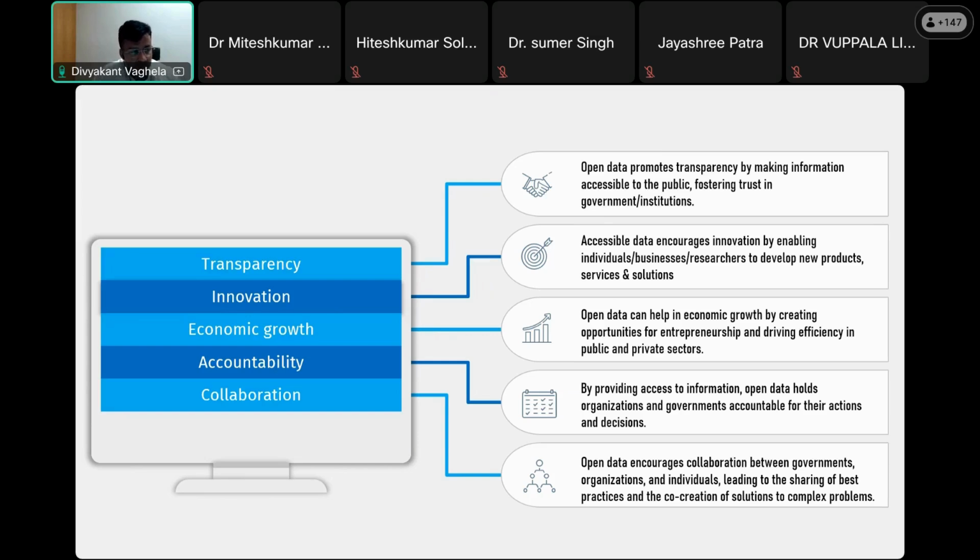It will also create solutions for complex problems. It also empowers the citizens by giving them tools and information they need to participate in civic processes. Then researchers and analysts, as I already told you, can use the open data. They can do further studies. They can analyze the trends and generate insights over various fields like healthcare, education, tourism, environment, and all. It will also help in improving the public sector services.